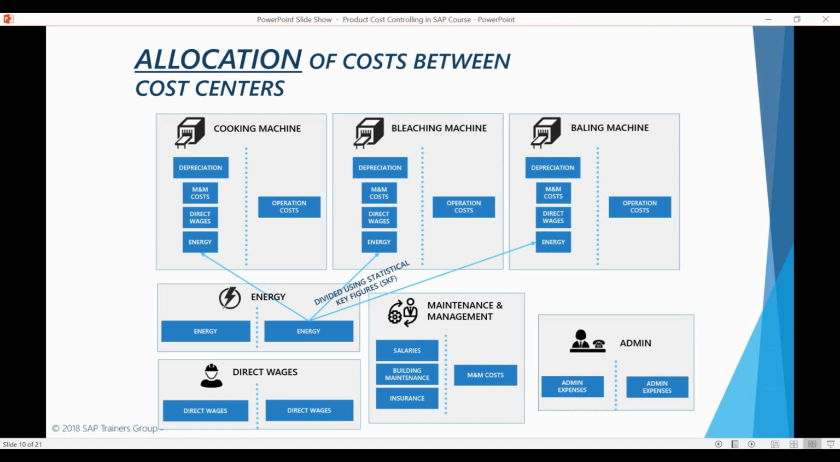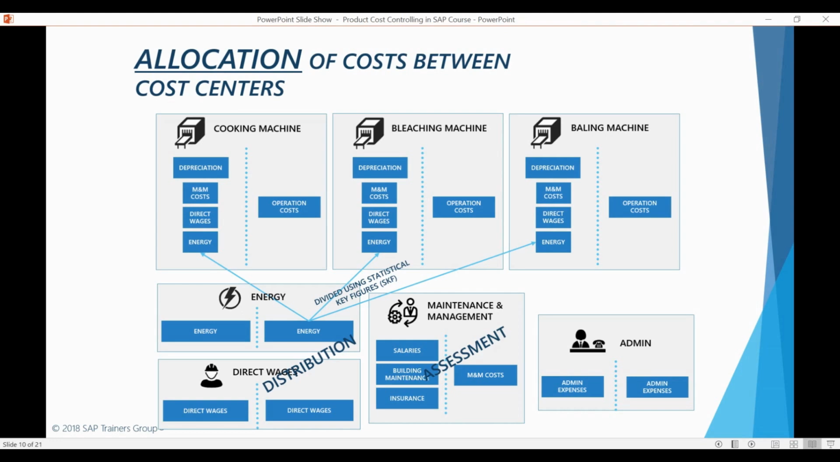This secondary cost element, M&M costs, is used to allocate all the costs collected by this cost center. When costs are allocated to other cost centers using this kind of secondary cost element, this is called assessment in SAP terminology. When a single account is used, like with energy and direct wages, this is called distribution. This separation is important to understand because there are different transactions for allocating assessments and distributions.